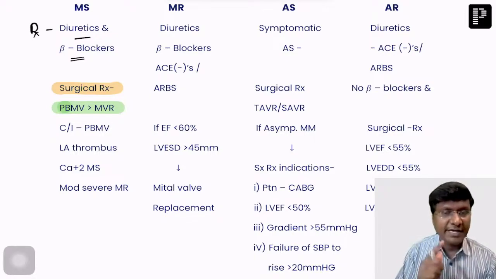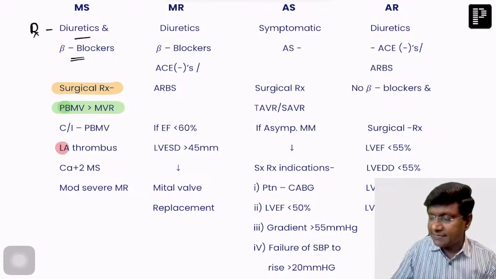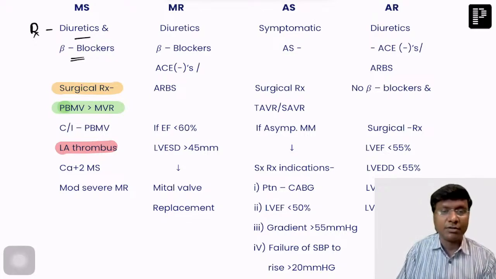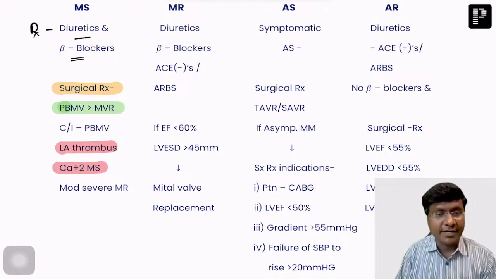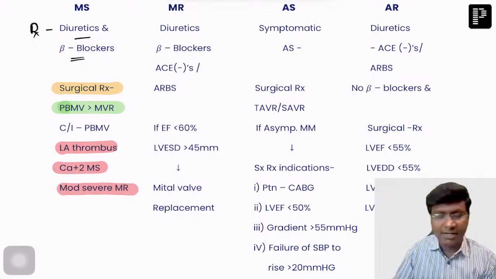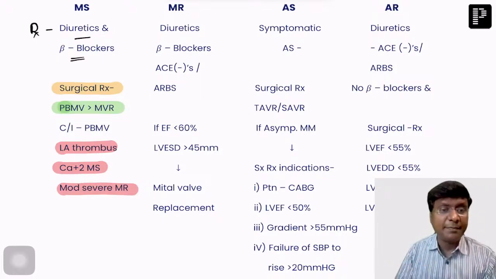But this PBMV is contraindicated in certain scenarios. In which scenarios? If there is a left atrial thrombus, there may be rupture of the thrombus when you are doing PBMV, and there can be emboli. So with left atrial thrombus, PBMV should not be done. Calcified mitral stenosis, the mitral valve can get ruptured, so it is contraindicated. Then if there is moderate to severe MR, PBMV is contraindicated because the MR will get precipitated.